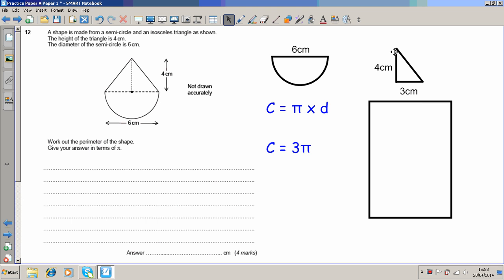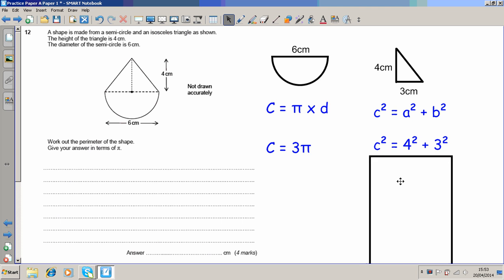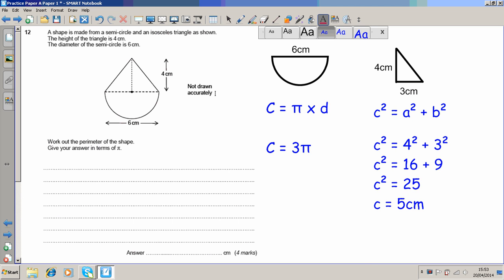And now as for this length here, hopefully you can see we've got a right angle triangle, so it's Pythagoras. C squared is A squared plus B squared, C squared is 4 squared plus 3 squared, C squared is 16, add 9, C squared is 25, that slanted edge is 5 centimeters long.